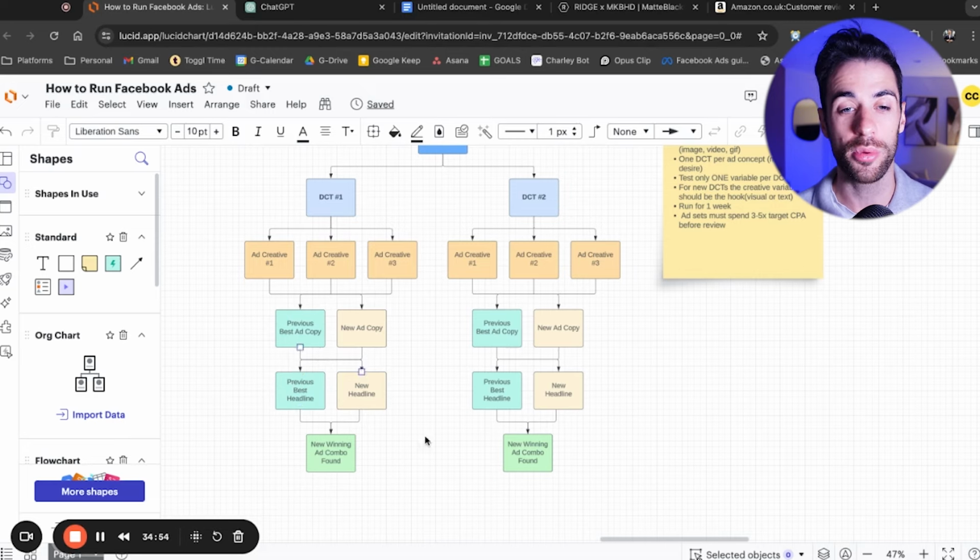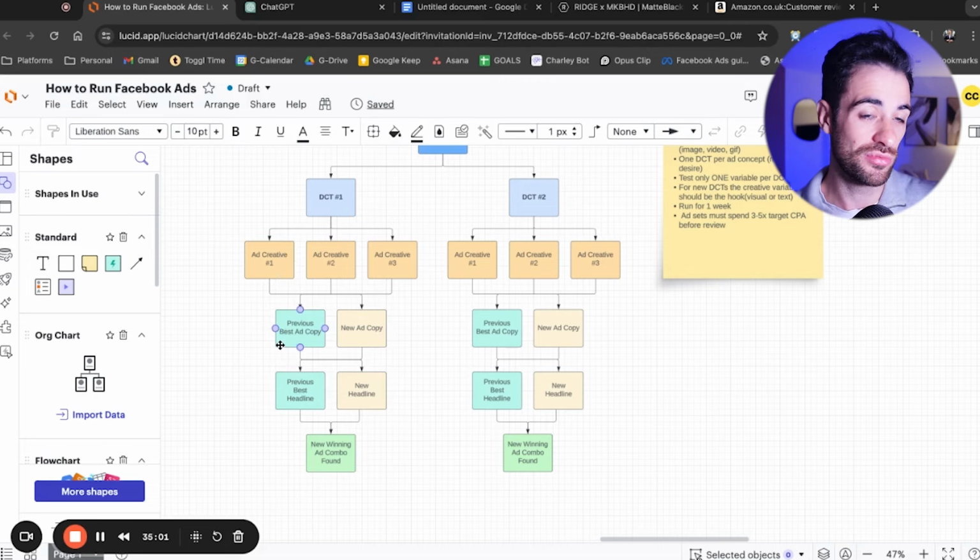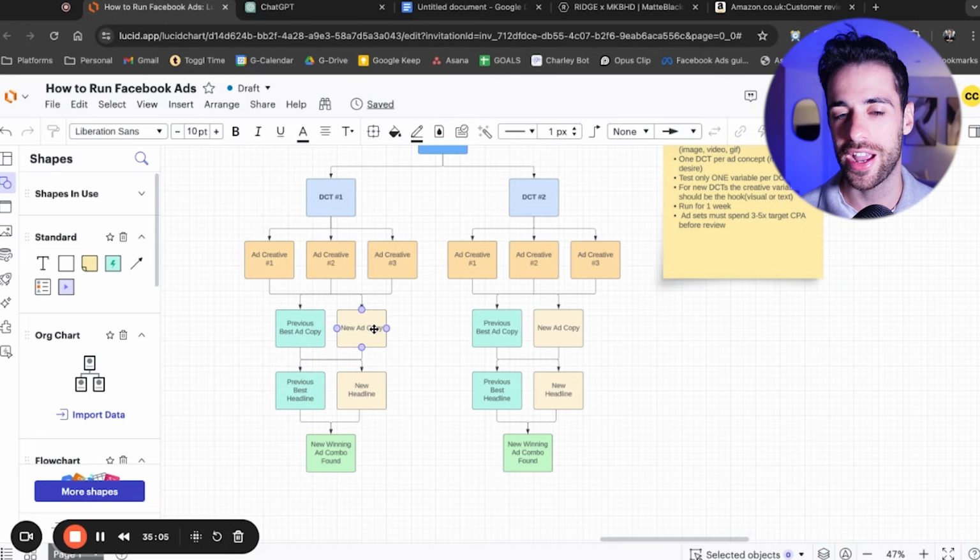If it was completely new and the copy was just terrible and nothing worked, we might actually have a good creative, but the copy was just really bad and that ruined its performance. Okay, so that's why we're doing that. But we also want to try and find new stuff in case there's opportunities to get new, better things.